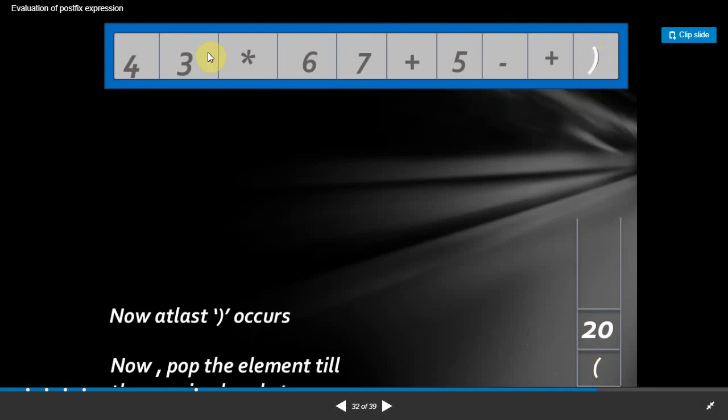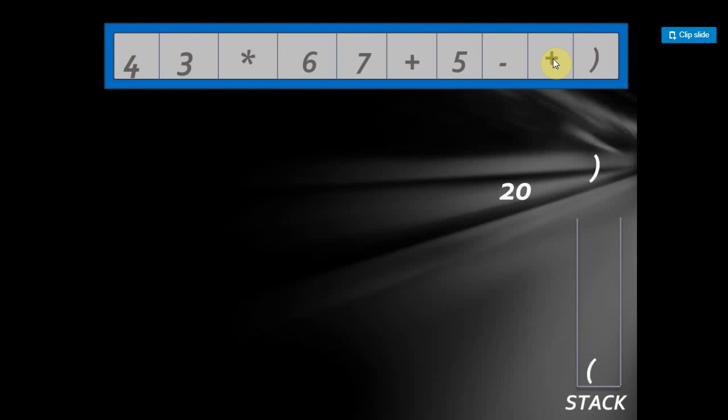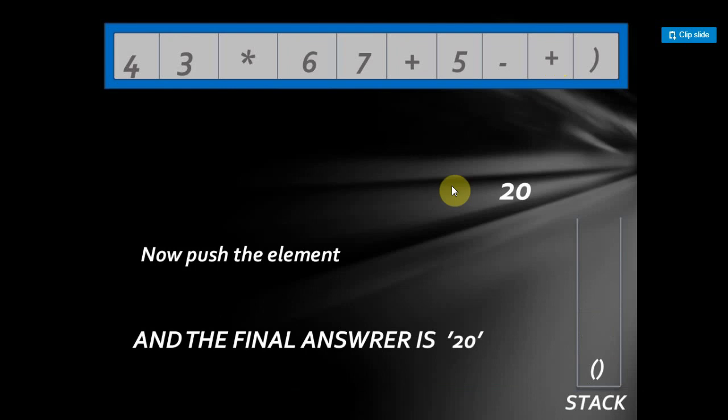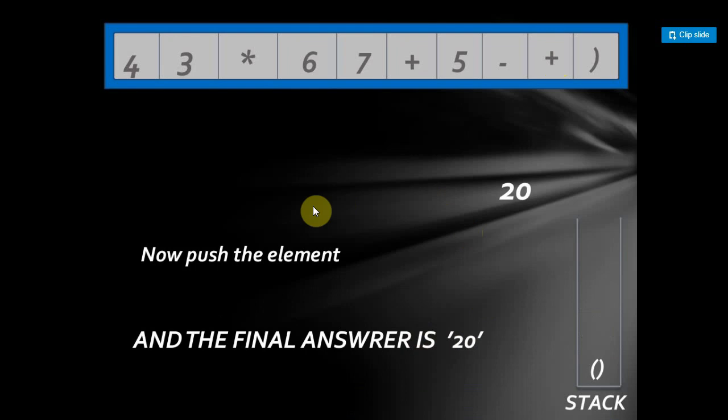So all the input has been scanned. After finishing all the inputs, finally there will be only one value present in the stack. That will be the final result. Now pop that element and display it. So the final answer is 20 after evaluating the given postfix expression. This is the way you can evaluate a postfix expression.